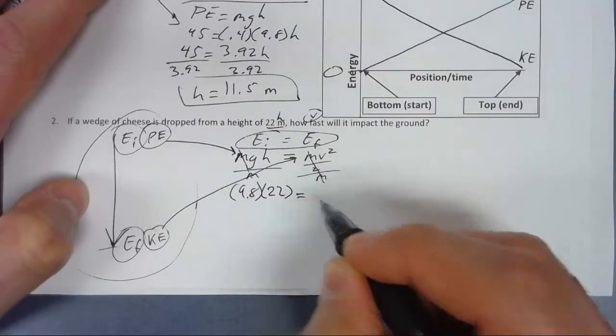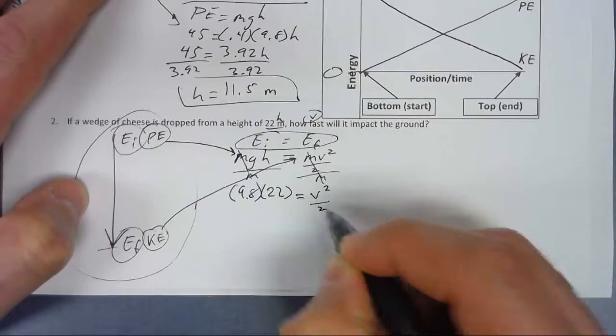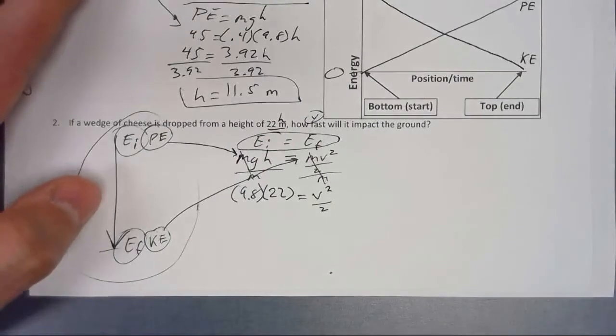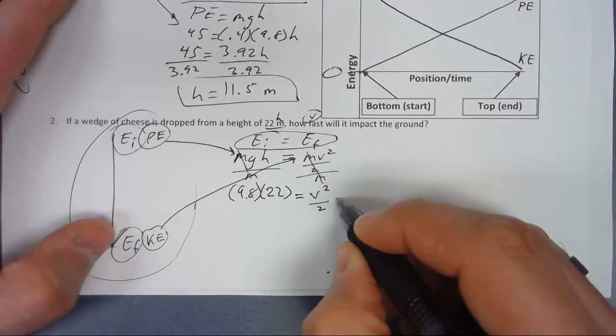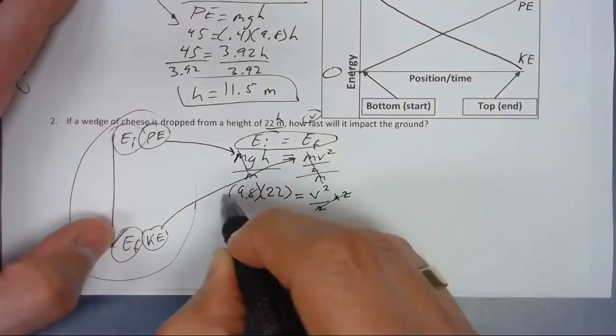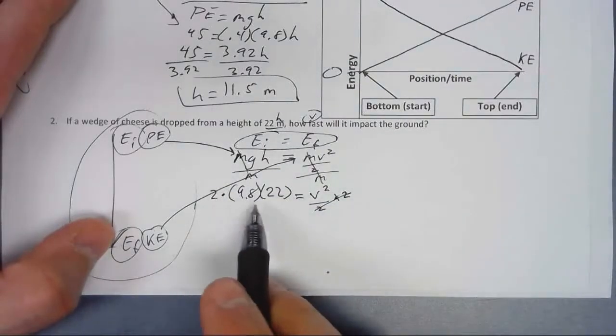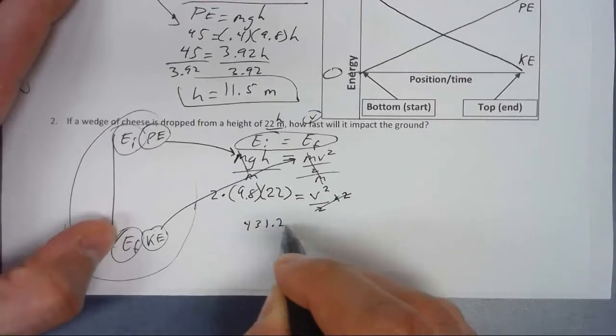V, I don't know. That's what I'm trying to find, so I'm going to leave it as a V. Don't forget the squared. Don't forget over 2. Solving for V now. So I got to get rid of the squared, got to get rid of the 2. I'm going to start with the 2 by multiplying by 2 on both sides. It gets rid of it here. Times 2 over here. 2 times 9.8 times 22 gives you 431.2.